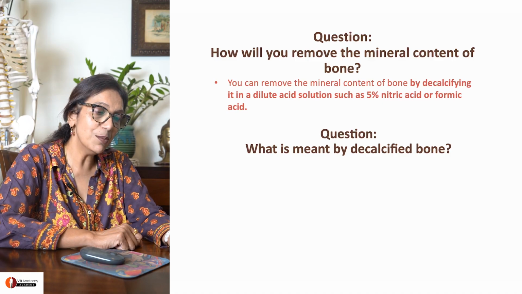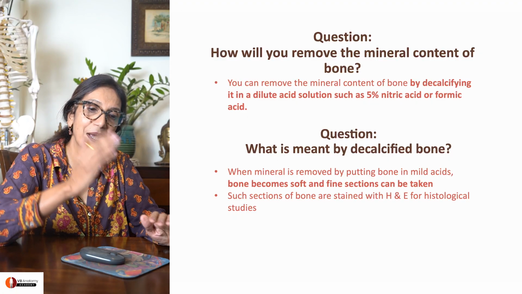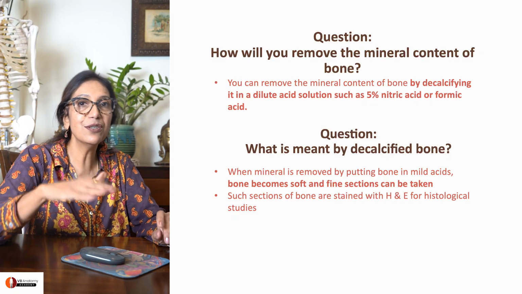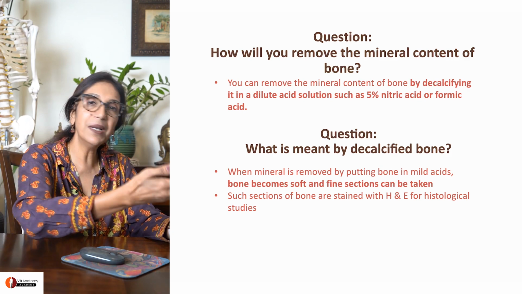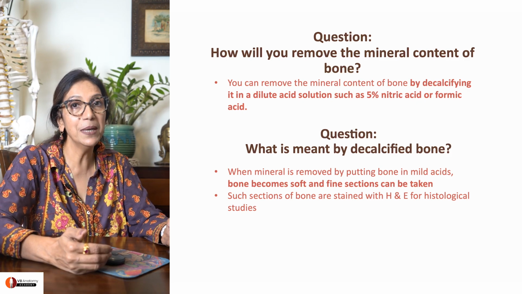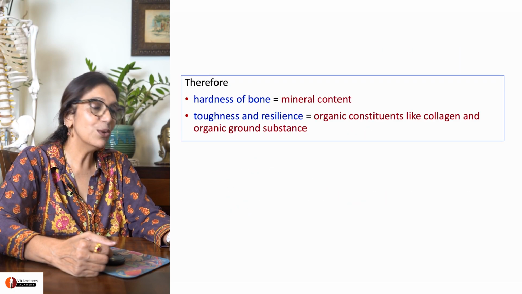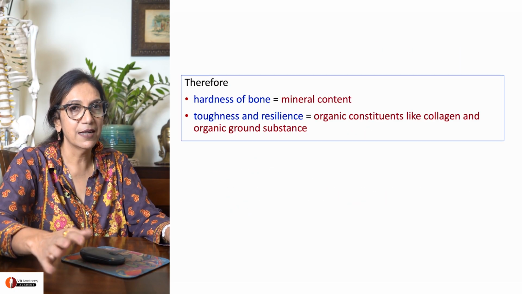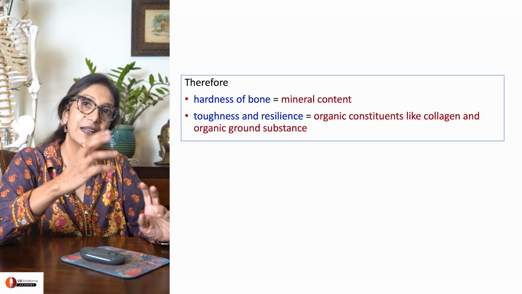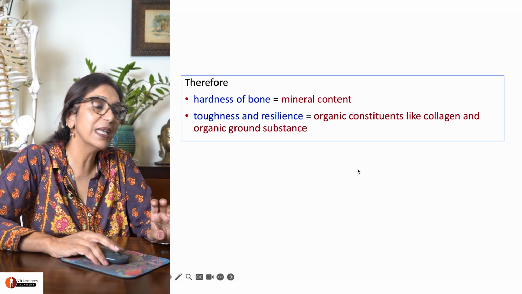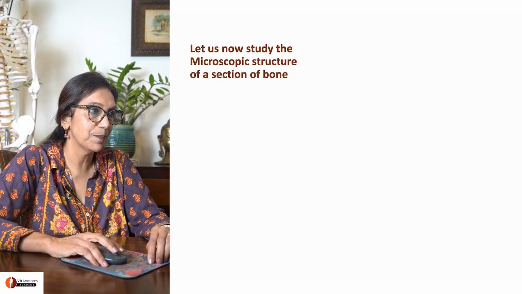Okay? So such a bone is called a decalcified bone and often is used for making microscopic structure sections of the bone. See, bone is so hard, how are you going to slice it? So sometimes you can decalcify it a bit and then slice it for making slides. Right. So now, finally, let's understand. Hardness of bone is because of the mineral content. The resilience and toughness of the bone is because of the organic constituents, the collagen and the organic ground substance.